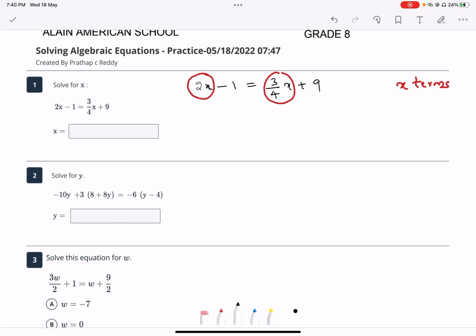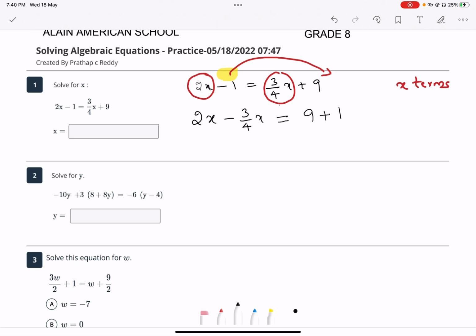So let me change the side of 3 over 4 and bring it to 2x. If you change the side, the sign changes, right? So 3 over 4x changes sign. And what about this negative 1 here? Negative 1 should go to the other side to its number. You have 9 on the other side, so that should be equal to 9 plus 1, since the negative 1 sent to the other side becomes positive 1. This is where the whole trick lies.